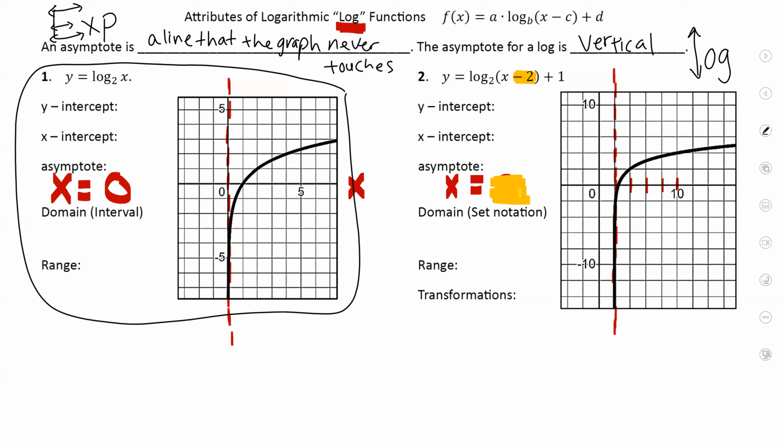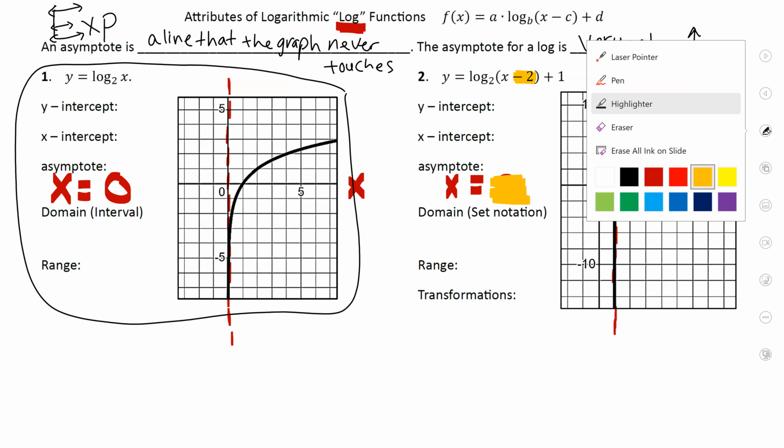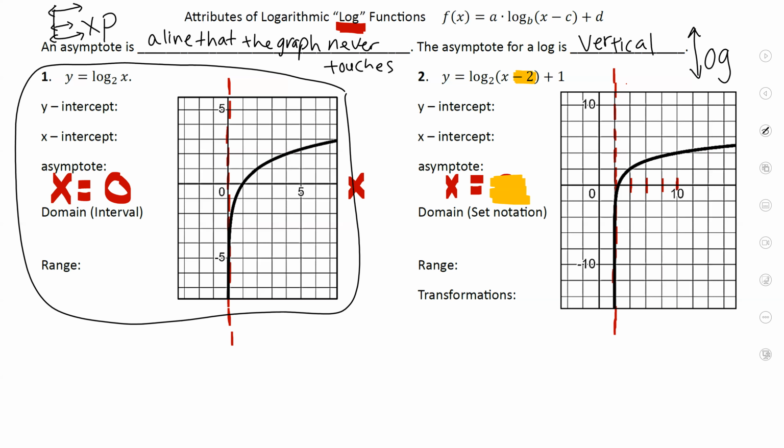Okay, so let's look at the attributes here. I have an asymptote in my first graph. Does it cross the y-axis? Do I have a y-intercept? Why do I not have a y-intercept here? Because it doesn't touch this line. So I'm going to put none for y-intercept. Where does it cross the x-axis? 1. So that's 1, 0.